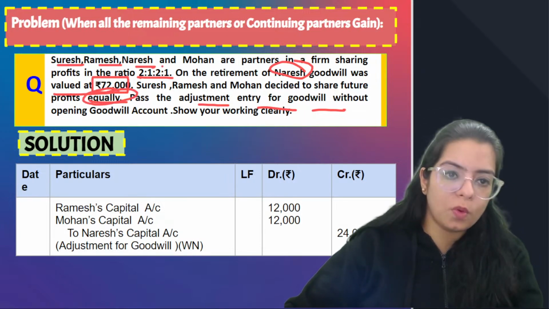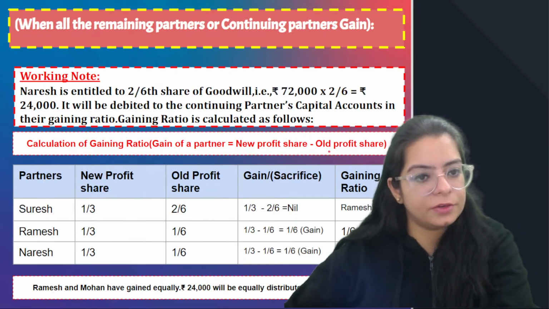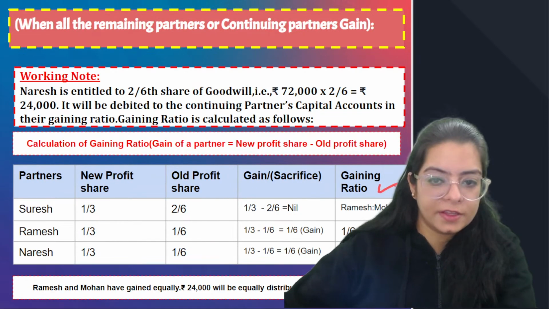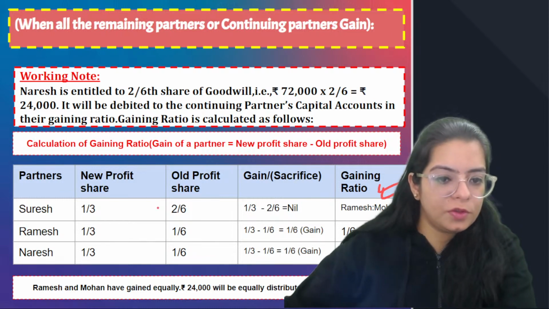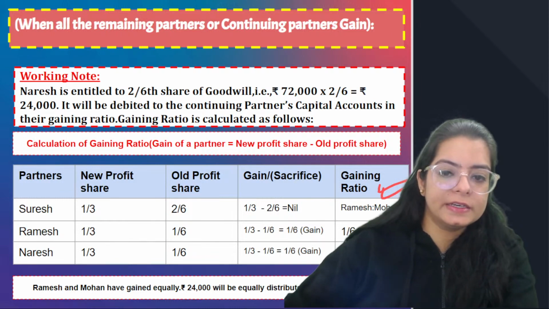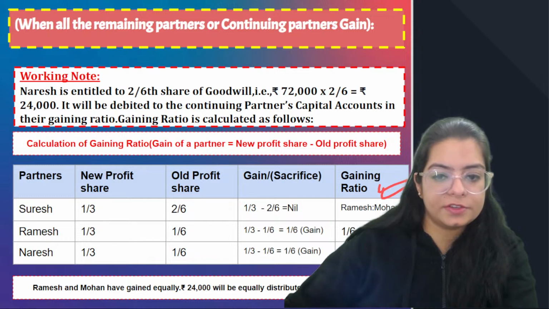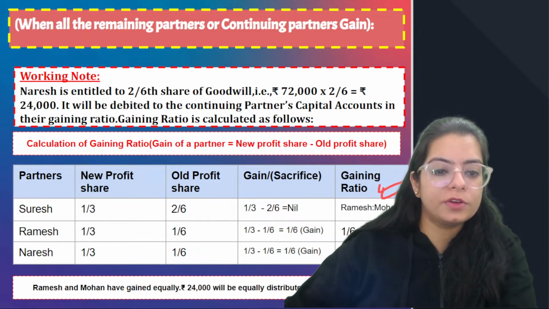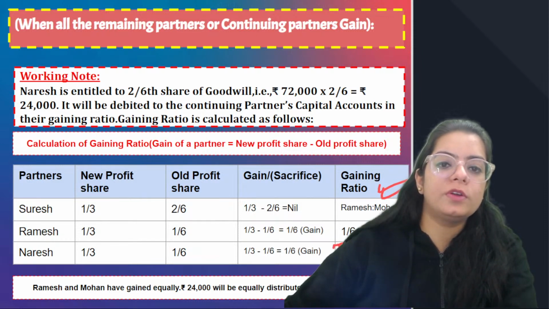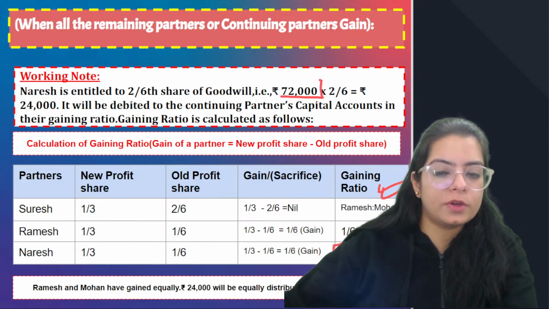If both ratios, the old ratio and the new ratio, are given directly in the question, we can calculate the gain. Gain is calculated as new minus old. You will get Ramesh's share and Naresh's share as 1:1, that they will be contributing. So they will be contributing 72,000, which is what he is expecting.